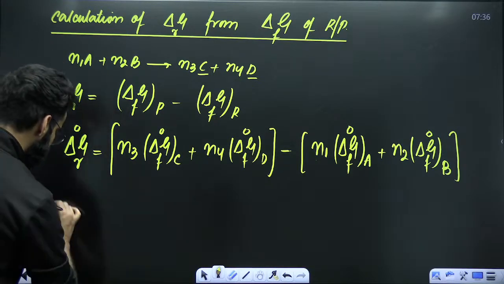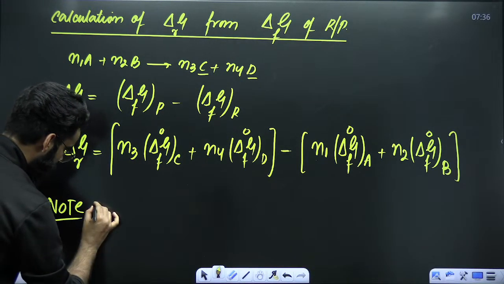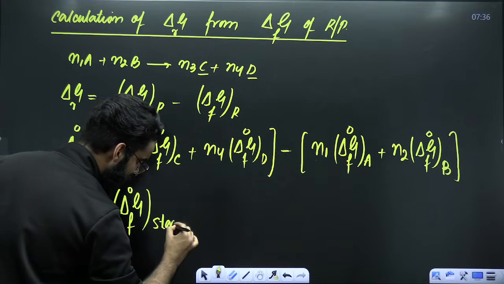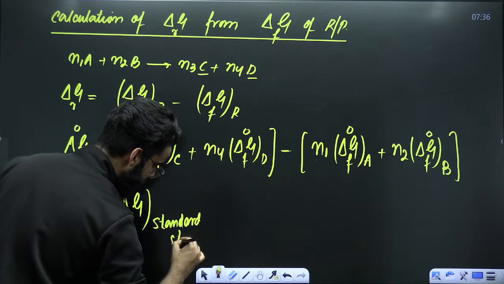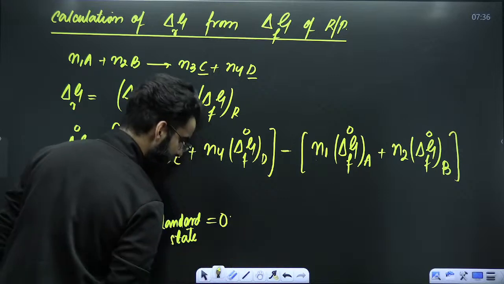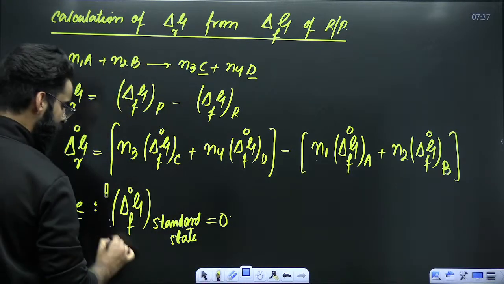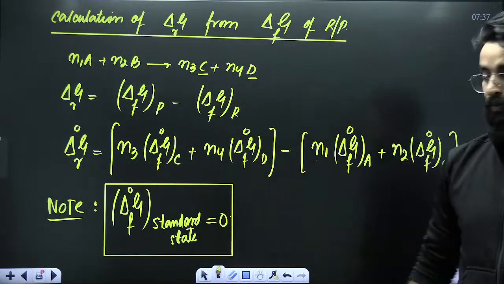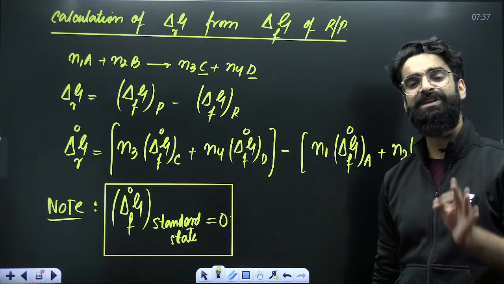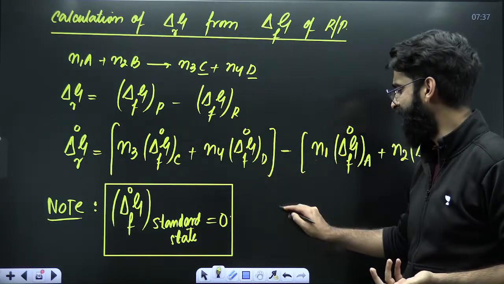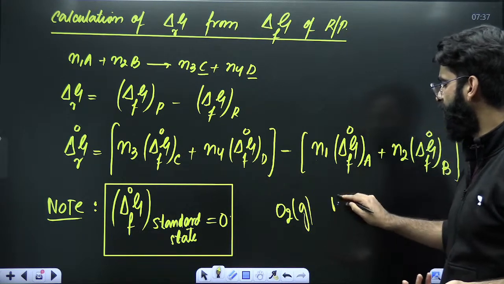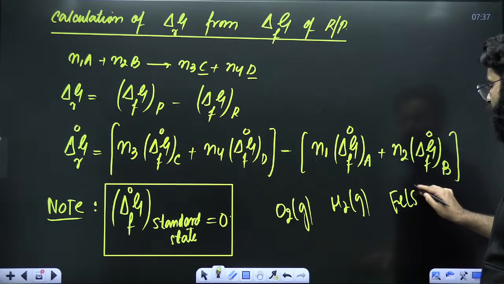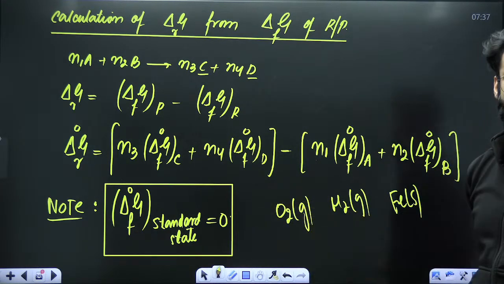And do remember one simple thing. Standard Gibbs free energy of formation of an element which is present in its standard state will be taken as 0. What is the standard state of an element? That state in which the element exists in nature. Oxygen in nature exists in the form of O2 gas. Hydrogen exists in the form of H2 gas, right? Iron exists in the form of Fe solid. So these are the standard states of these elements.